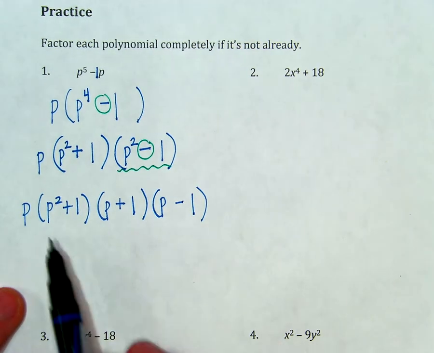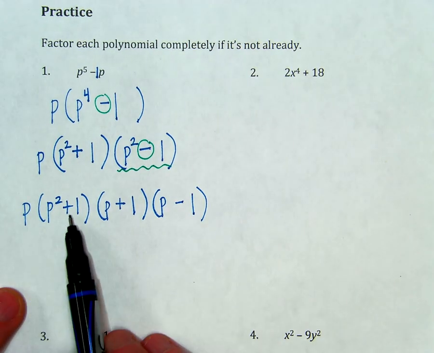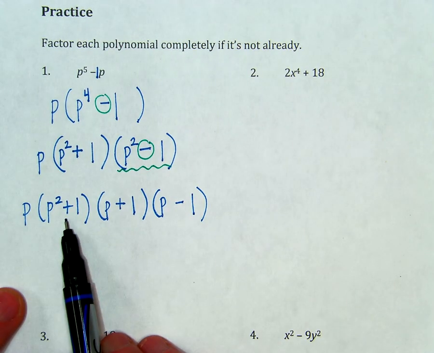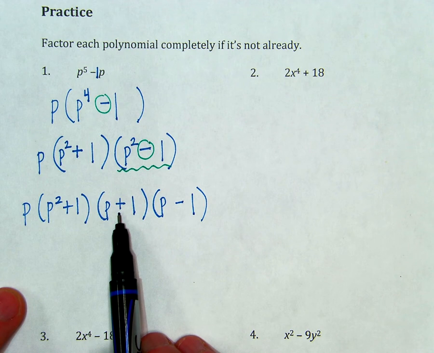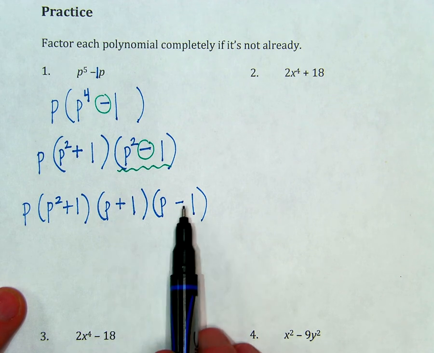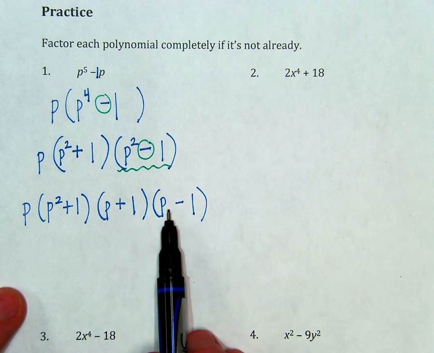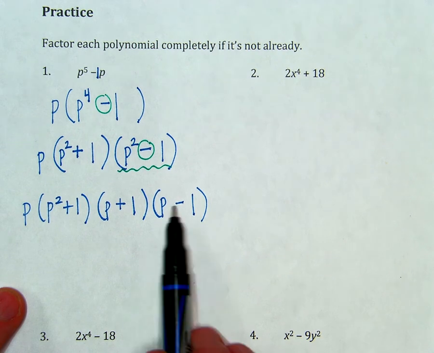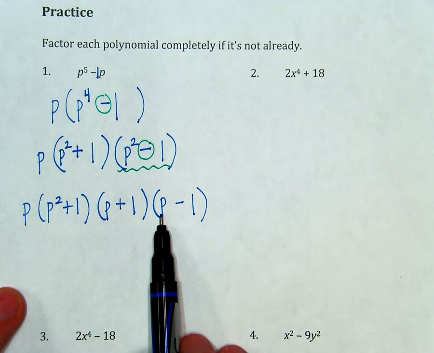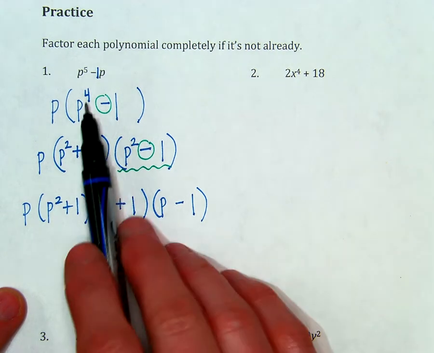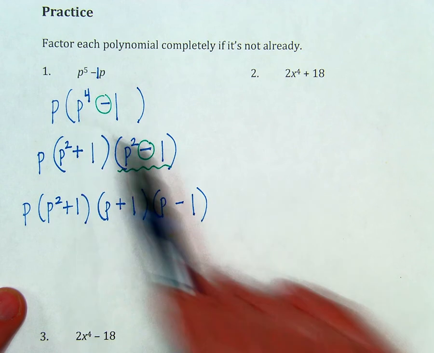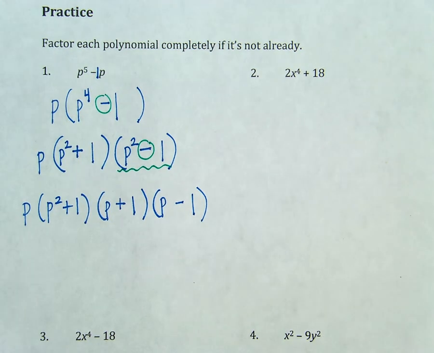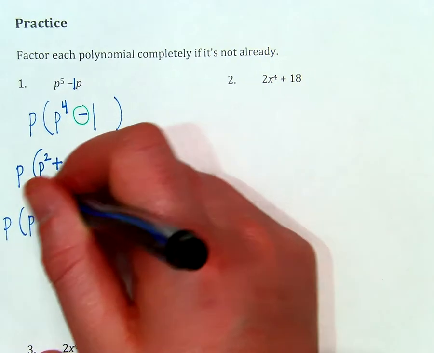And then if you take a look, okay, we already said we couldn't do anything with the p out front. We can't do anything with this one because it's a plus sign. We can't do anything with this set of parentheses either because it's a plus sign. And this is another difference problem, but p can't be split up at all. So p is not a perfect square like p squared is and like p to the 4th is. It can't be split up evenly. So then you are officially done with this problem.